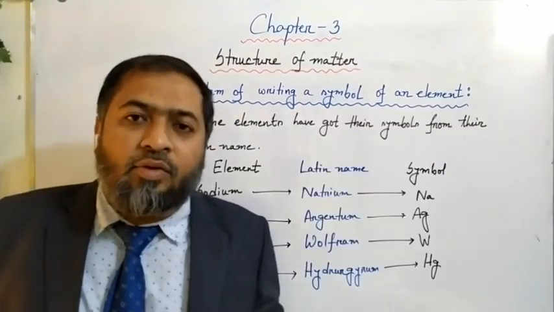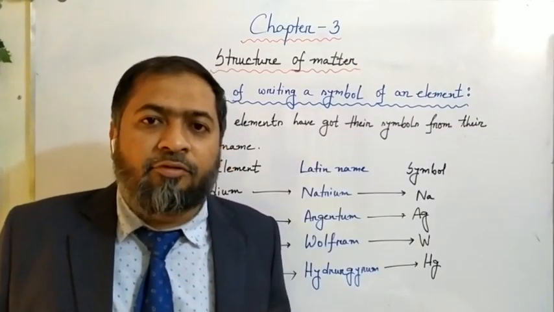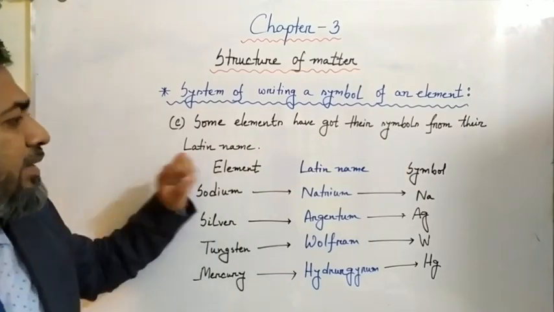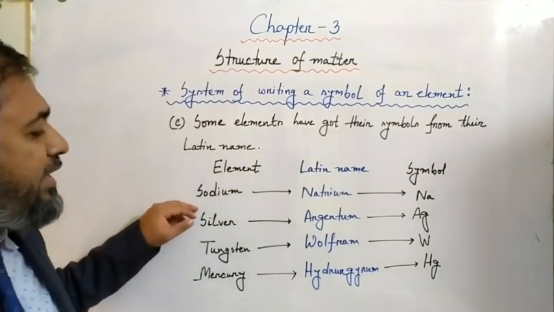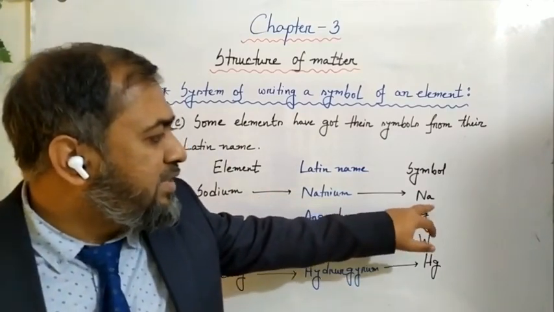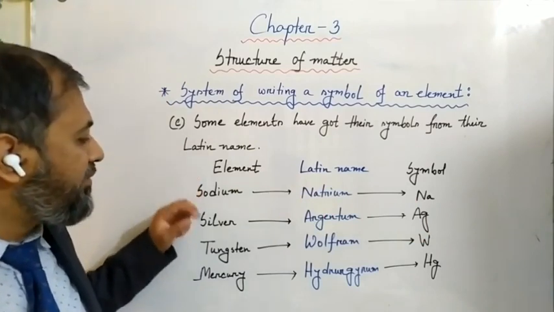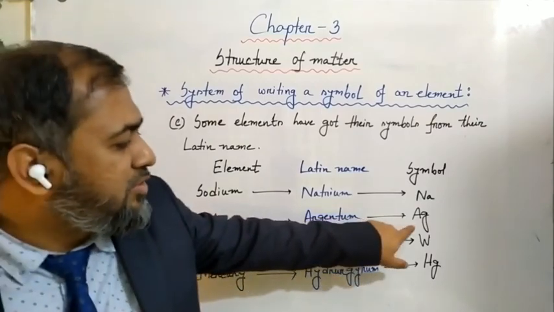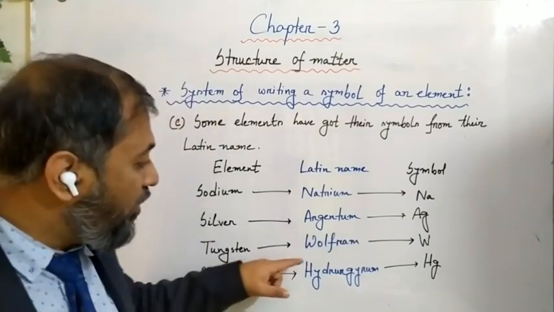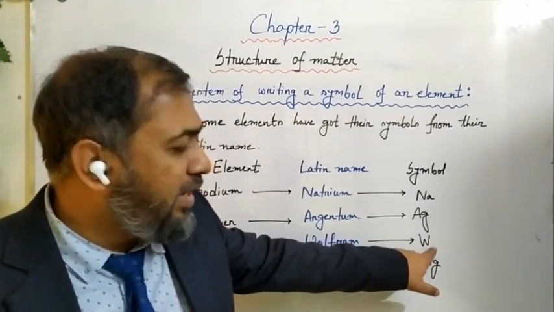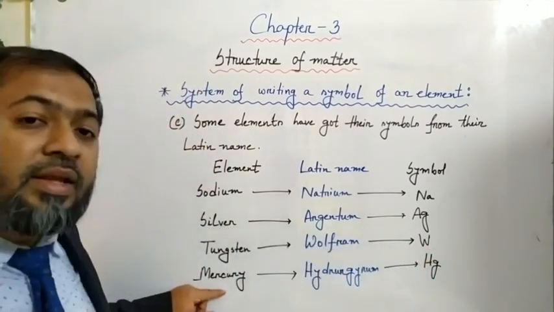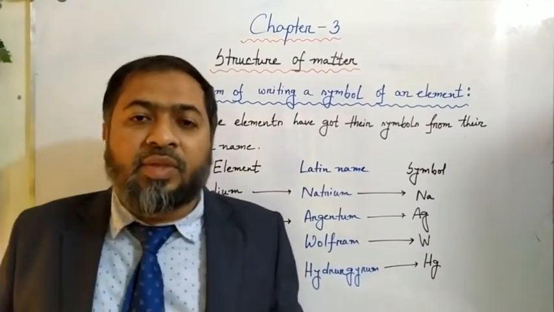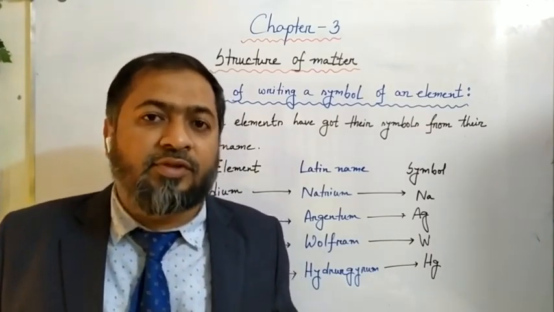There are also some elements that got their symbols from their Latin names. For example, the Latin name of sodium is natrium and the symbol is Na, which is actually taken from the Latin name, not from the English name. Similarly, the Latin name of silver is argentum, which is Ag. The Latin name of tungsten is wolfram, which is W. When we write down the symbol, we will write W. Similarly, mercury is hydrargyrum, which is written Hg. So these are some of the ways we can write down the symbols of different elements.